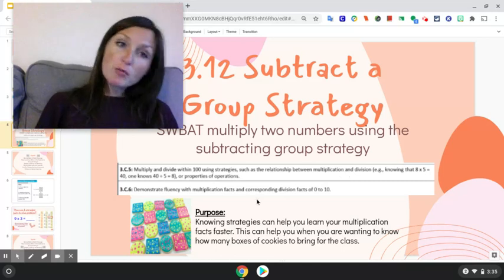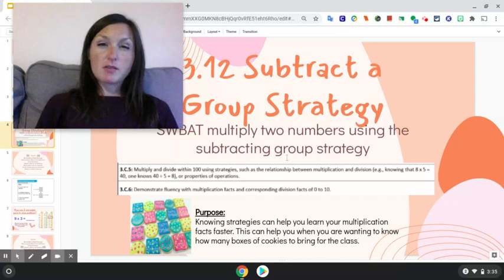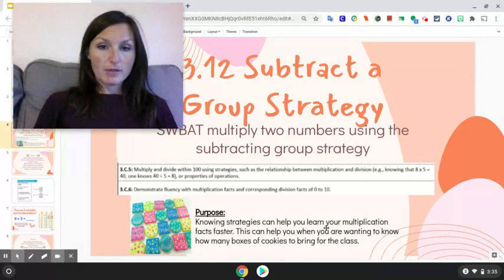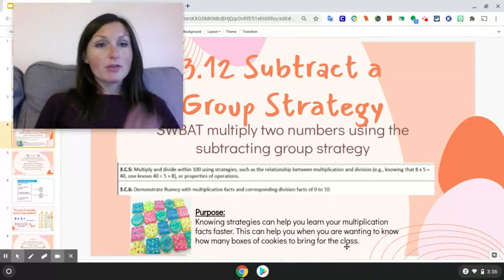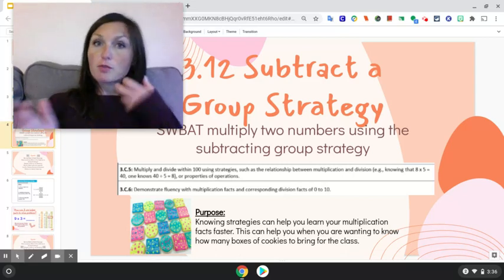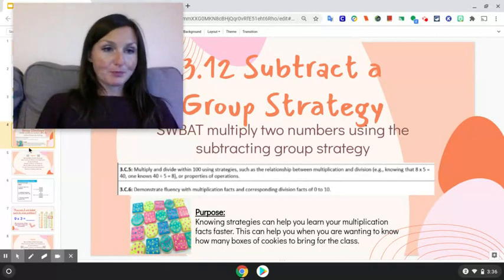If we know how to multiply, then this is going to help us also with our division. Even though this is a multiplication strategy, you could also use it with division. Again, this is something we want to be able to do to help us learn our facts quicker. Like when we're at the store and we want to buy boxes of cookies or boxes of cupcakes, we're going to be able to see how many things we need.